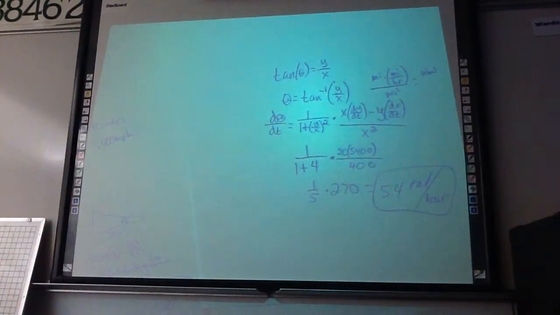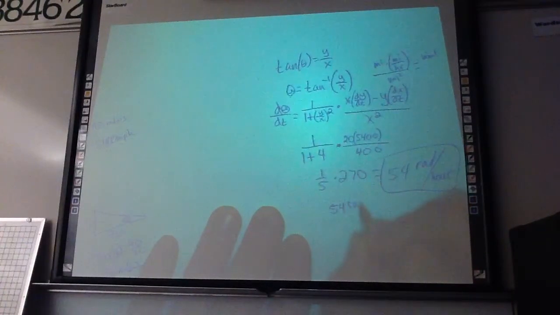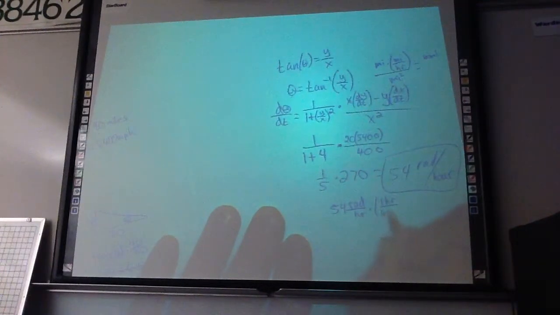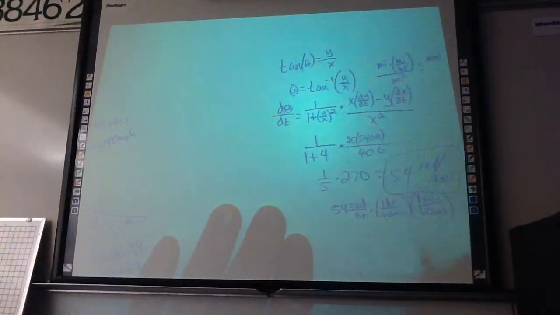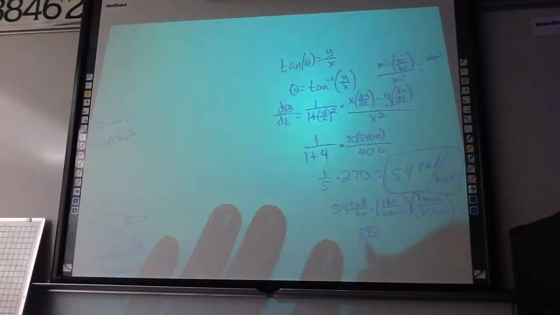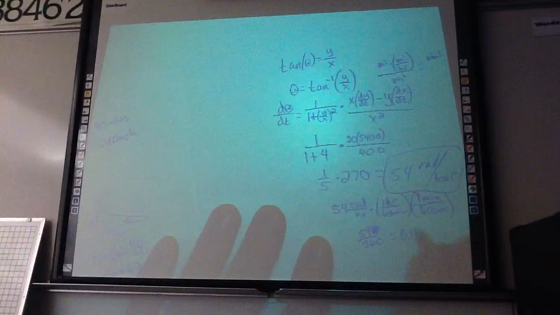Divide by 60, divide by 60. So divide by 3600. Right, or you could do it the official way: there's 1 hour, 60 minutes, and 1 minute is 60 seconds. So it's 54 over 3600, which is 0.015 radians per second.